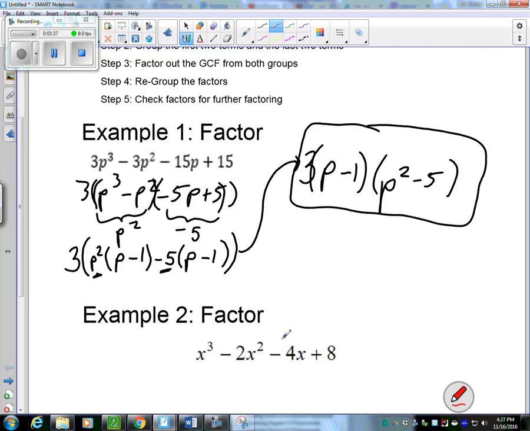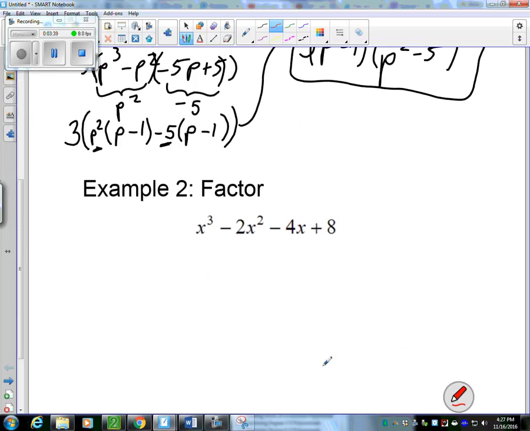Moving on, we have factor this 4-term polynomial. So, greatest common factor, there is not one. Group the first two terms. Group the last two terms. The greatest common factor of the first two terms is x squared. Factor that out. X minus 2. The greatest common factor of my next two terms is negative 4. And that'll be x minus 2 left over.